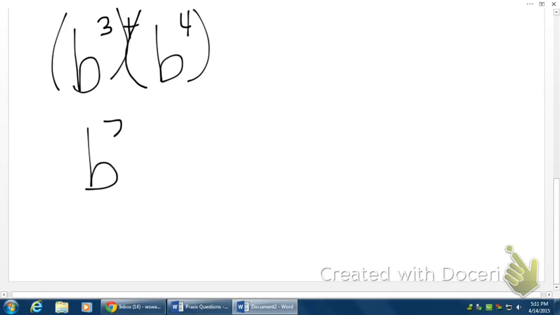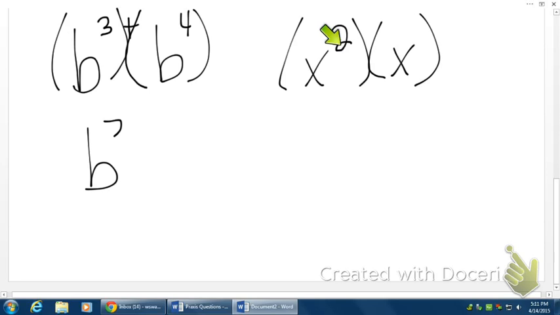That's it. Okay, something like x squared times x. Add the exponents. Okay, x to the third.